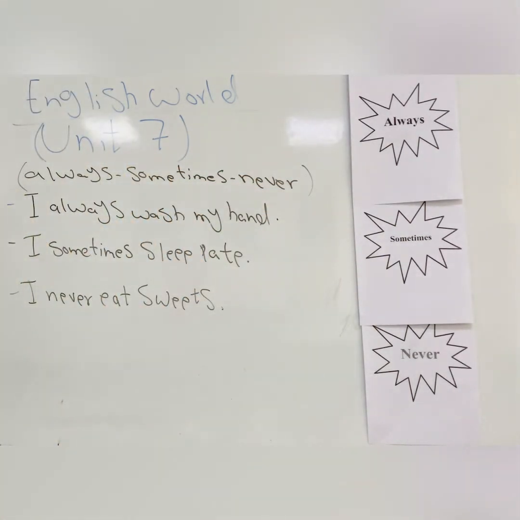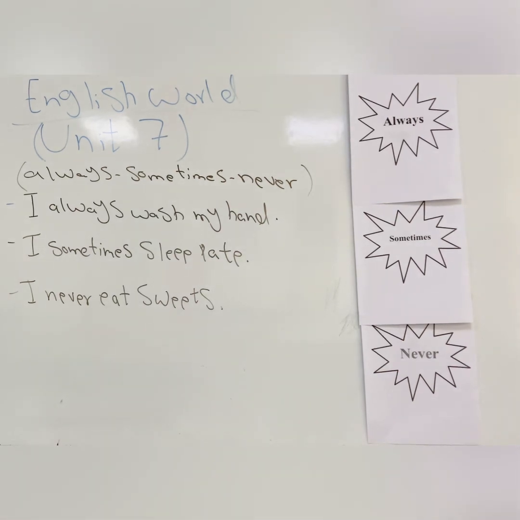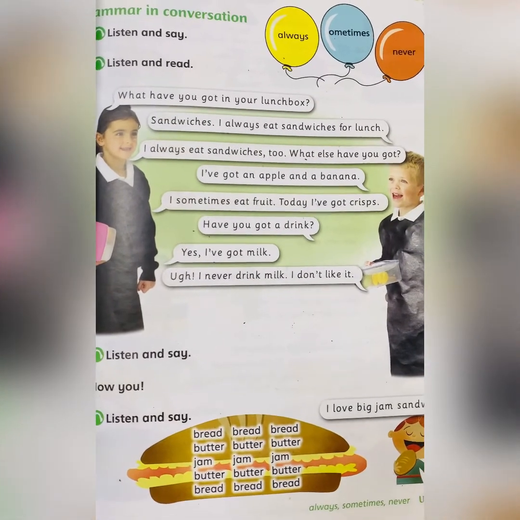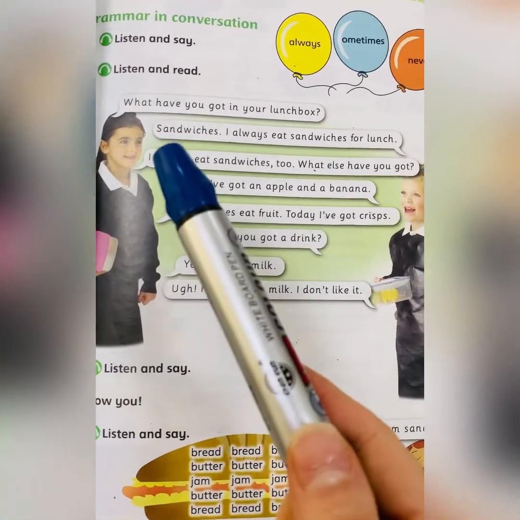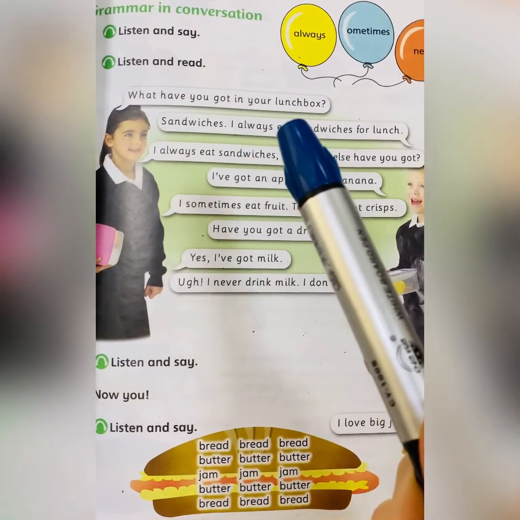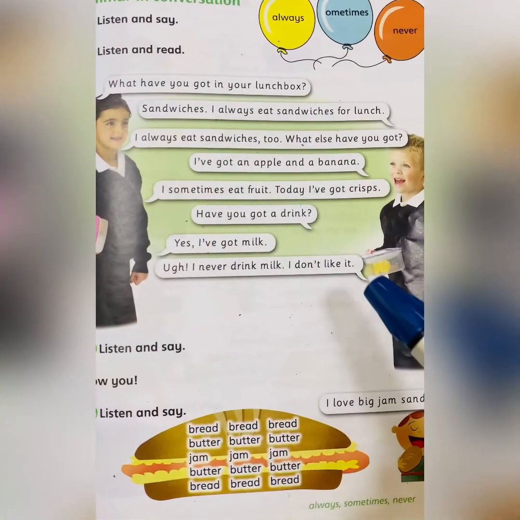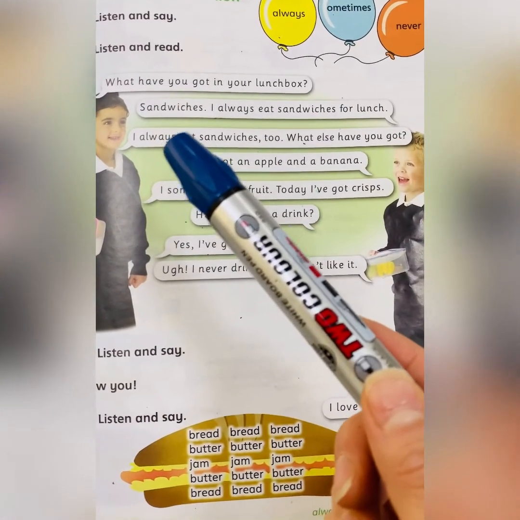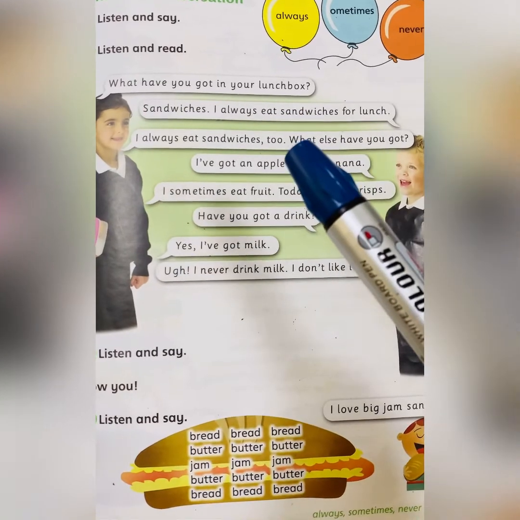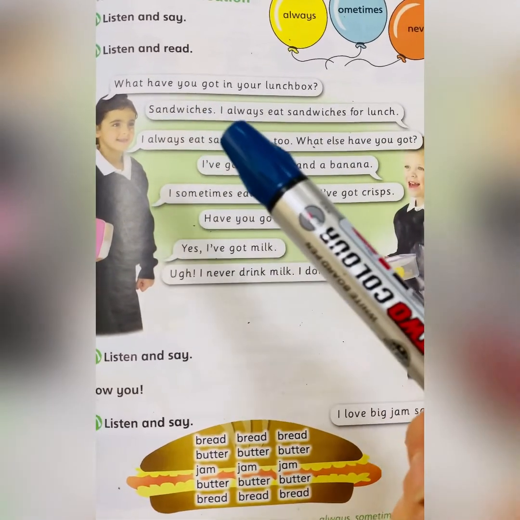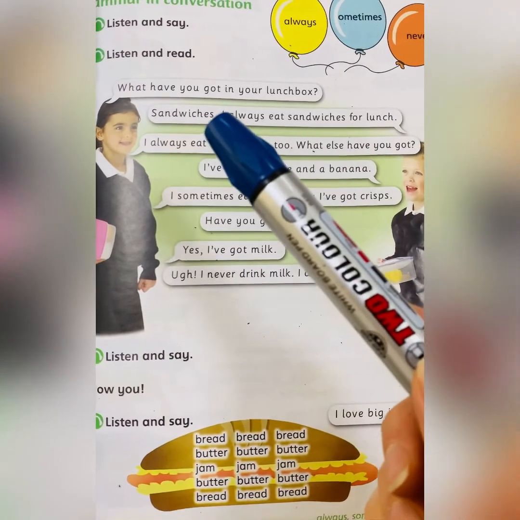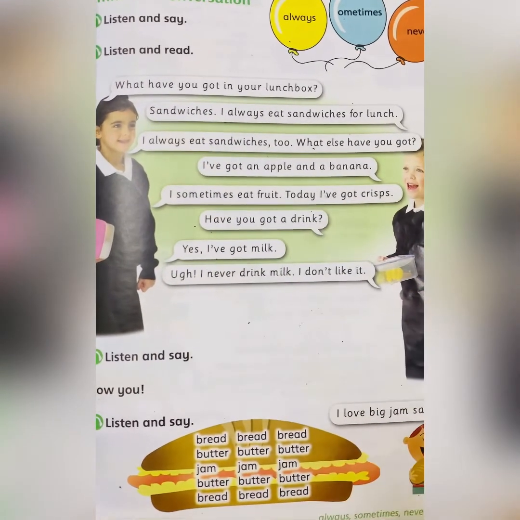And also we have a conversation between a boy and a girl talking about how we use always, sometimes, and never. So let's see it together. So here's the conversation between the girl and the boy. The girl says, what have you got in your lunchbox? And the boy answers, sandwiches. I always eat sandwiches for lunch. I always. Do you see? So he used I always. See, I always eat sandwiches.